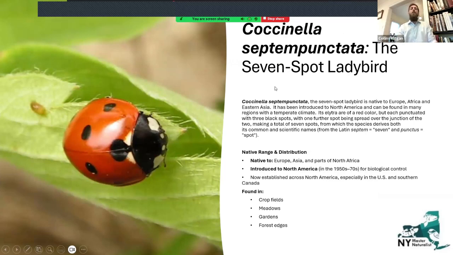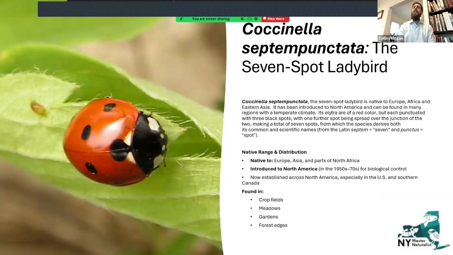So now we're getting into one that you've probably definitely seen. This is the seven-spotted ladybug. This one is native to Europe, parts of Northern Africa, and Eastern Asia as well. It was introduced into North America and can be found in many regions with a temperate climate.